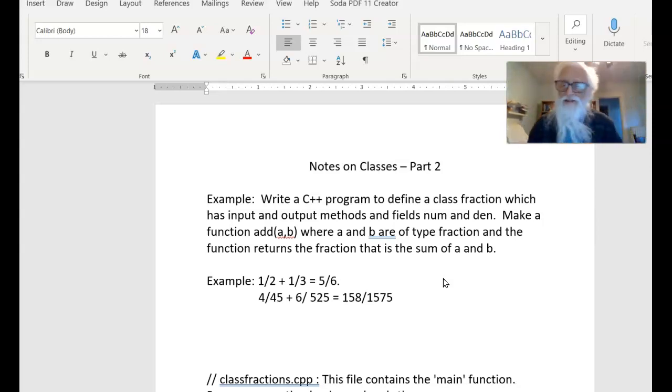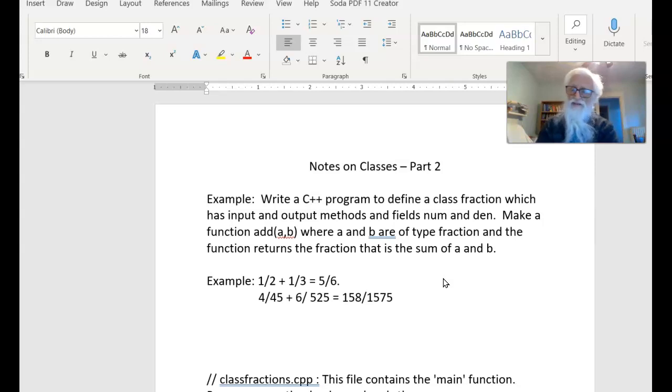All right. The game is the following. Write a C++ program to define a class fraction. Now the fraction has two fields, a numerator and a denominator. And I'm going to give it an input and an output method. And I'm going to give myself a method to add two fractions. The function that adds the two fractions is going to return a fraction.